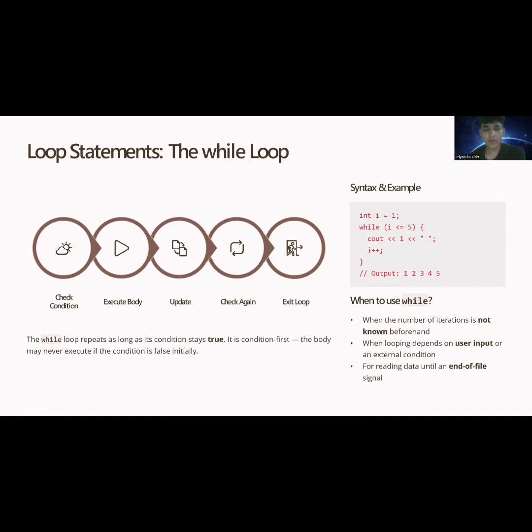Now we have the while loop. A while loop is used when we don't know the number of iterations in advance. It first checks the condition, and if the condition is true, it runs the loop. If the condition is false initially, the loop will not run even once. It is mostly used when the loop depends on user input.